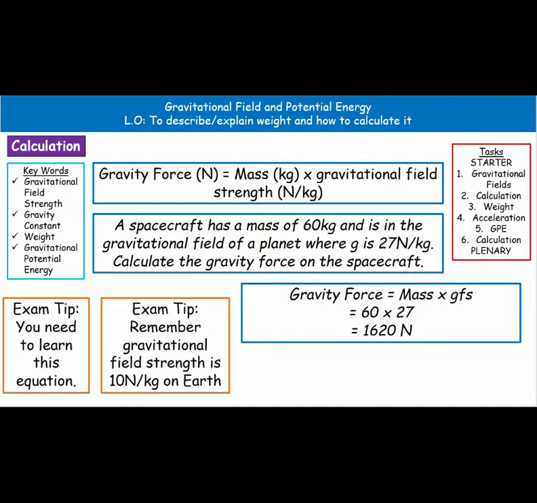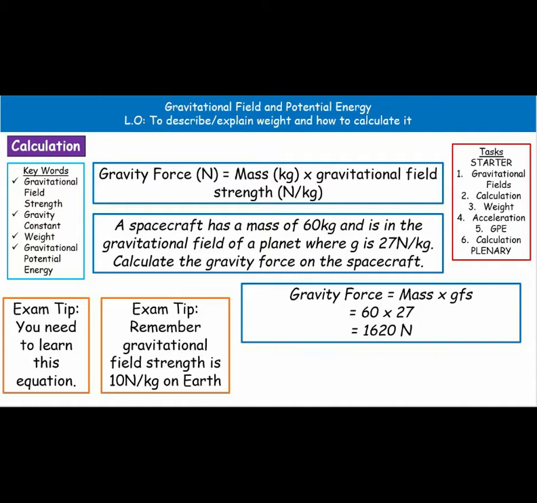So 60 times 27 is what we need to do. Get your calculator out, put those numbers in, and hopefully we would get an answer of 1,620 newtons.